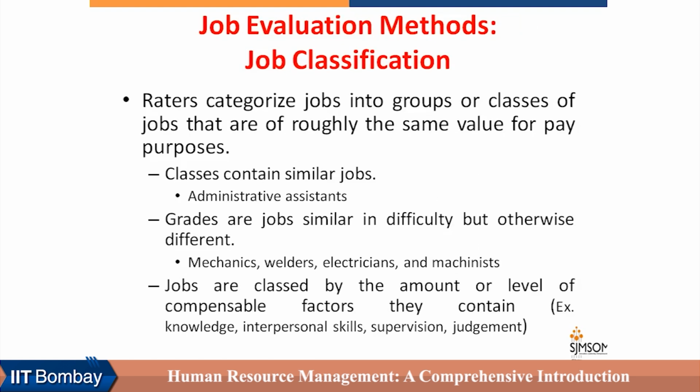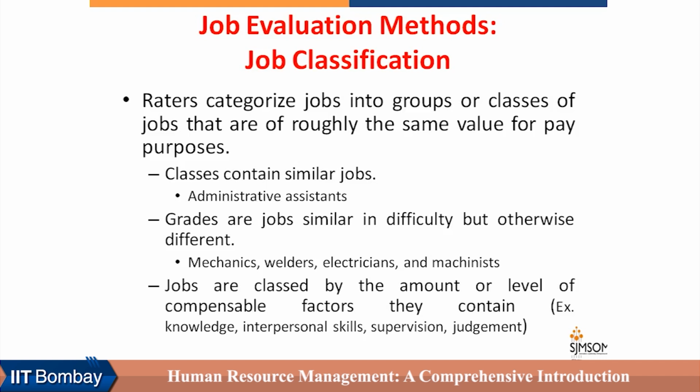Job classification, as I told you, is the most common method of job evaluation. Here the raters categorize the jobs into groups or classes. Classes mean those groups which contain similar jobs. Grades are those groups which contain different jobs but otherwise similar in terms of complexity. So machinist, mechanic, welder, electrician might be clubbed in the same grade, and a class is like administrative assistants. So that is one class which has jobs very similar to each other.